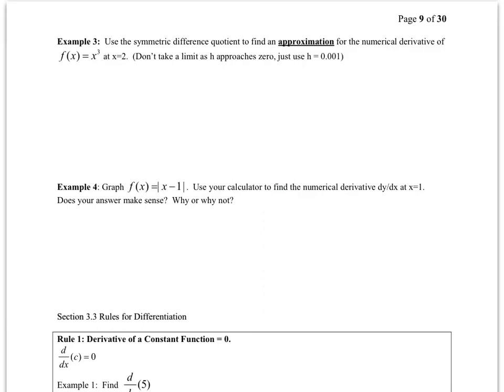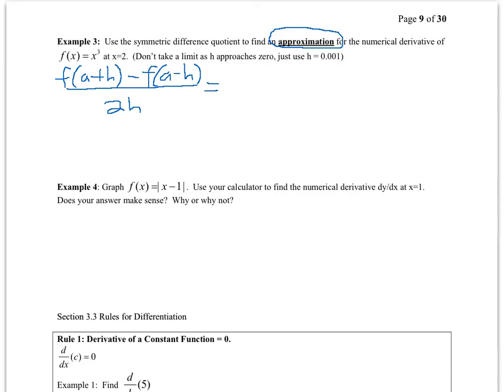Alright, we're going to look at example 3 now. It says use the symmetric difference quotient to find an approximation for the numerical derivative of f of x equals x cubed at x equals 2. So I've even said here, don't use a limit as h approaches 0, just use the fact that h can equal 0.001. So again, it's an approximation, it's not an exact derivative. If you use the symmetric difference quotient, we're going to do f of a plus h minus f of a minus h, all divided by 2h. Now we're going to plug in our knowns.